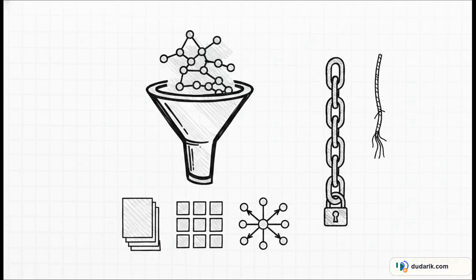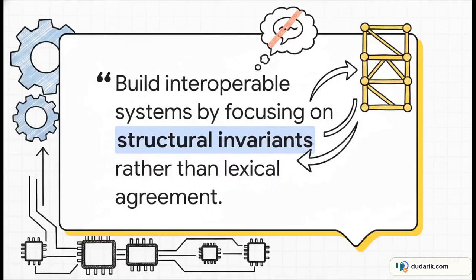Oh, and the researchers actually provided a reference implementation. Definitely use that for your interoperability tests to see how your system handles edge cases like constraint violations. To sum up this entire paradigm shift, it boils down to this quote: build interoperable systems by focusing on structural invariance rather than lexical agreement. We have to stop trying to force humans to agree on words. It's an impossible task. Instead, let's just enforce how the data behaves structurally, because machines are already incredibly good at managing that.